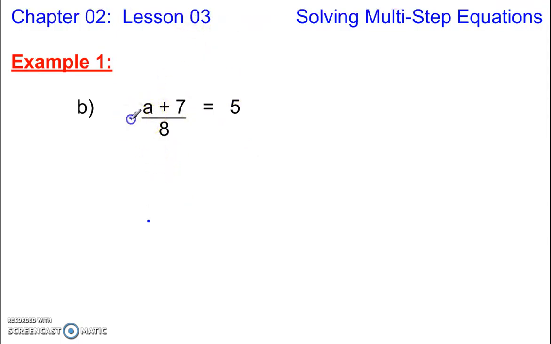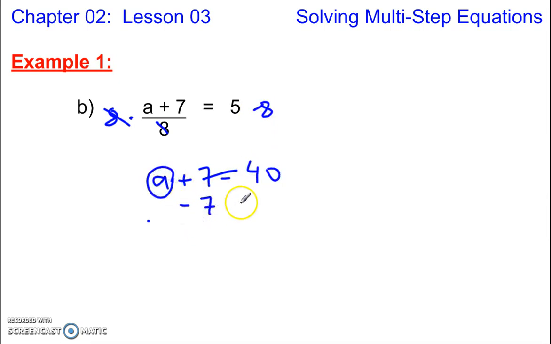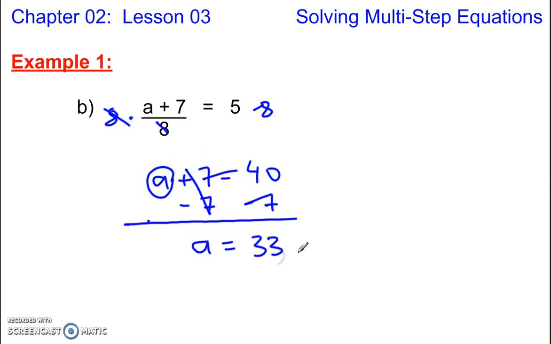This is a division, so we're going to multiply by 8 on each side. This cancels out. A plus 7 is equal to 40. And finally, here's our variable. Subtract what's outside the circle. And a is equal to 33.